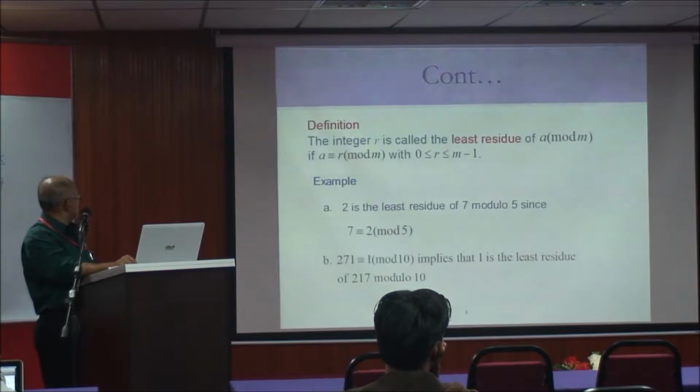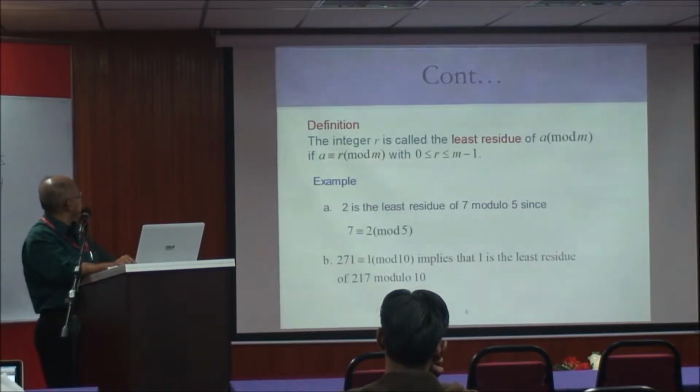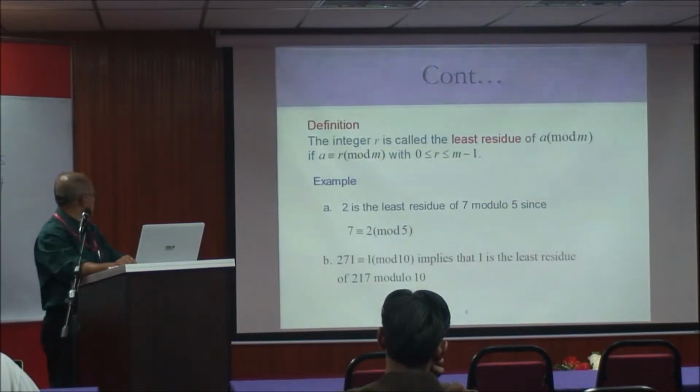Okay, if we take M equal to 10, what is the least residue of 271? This is pretty obvious, right? Because modulo 10, we are looking at the multiples of 10 that are divisible by 10. The only multiple of 10 here which is possible is 270, meaning that 271 is congruent to 1 modulo 10, right? So 1 is the least residue of 271 modulo 10.